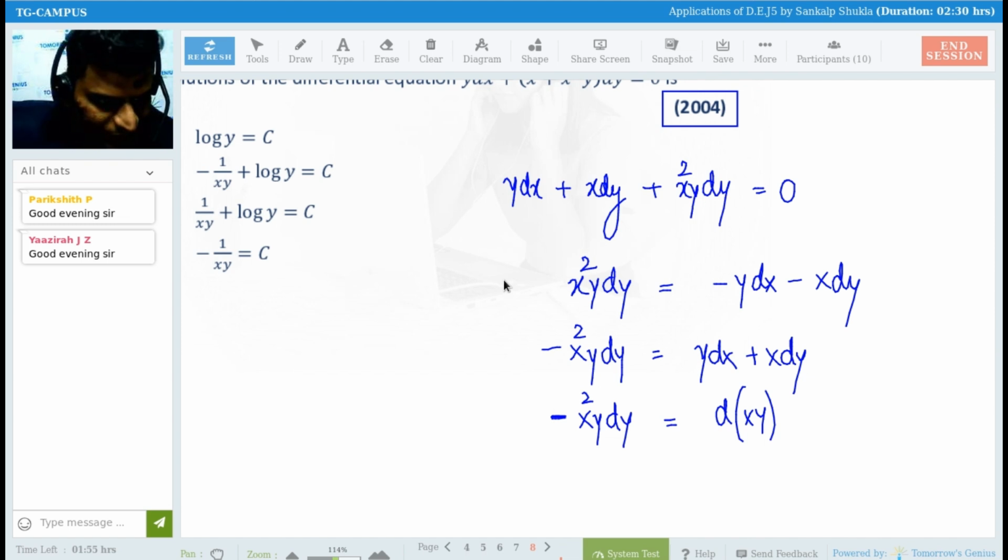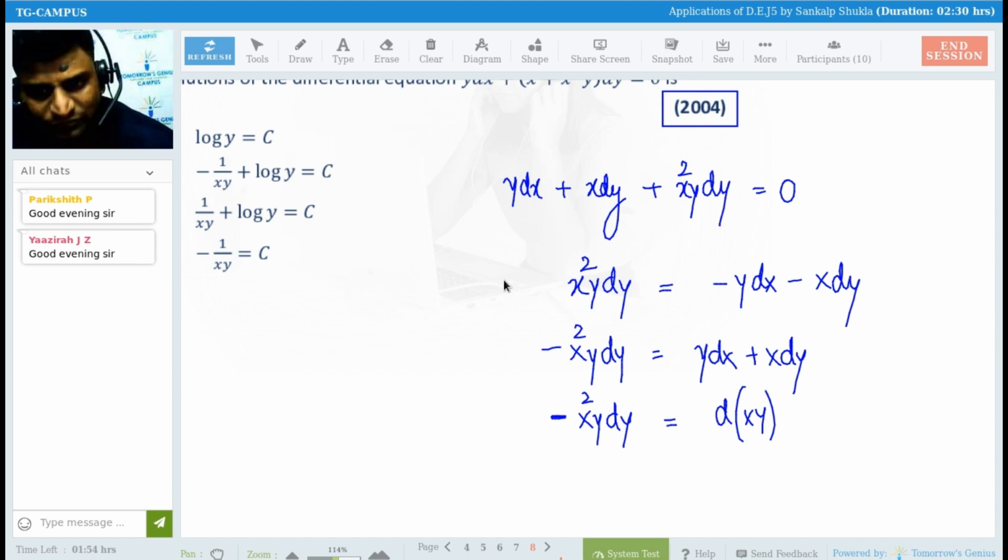Parikshit is saying that the answer is B, right? Yeah, he's saying that it is B. Anybody else? Vishwanath is also saying it is B. What about others? Yazira, Sai, Pavan, Shakti, Kyle, first of all, everybody just turn on your cameras. Yeah, sir, I didn't get it. Okay.